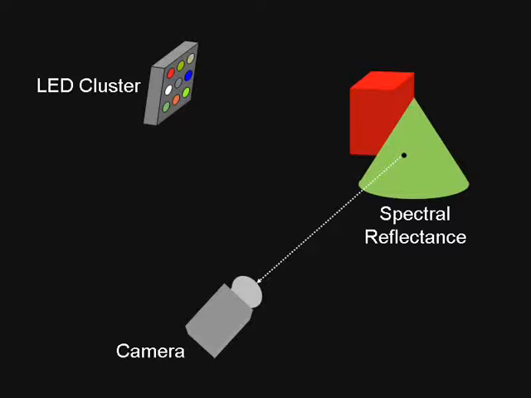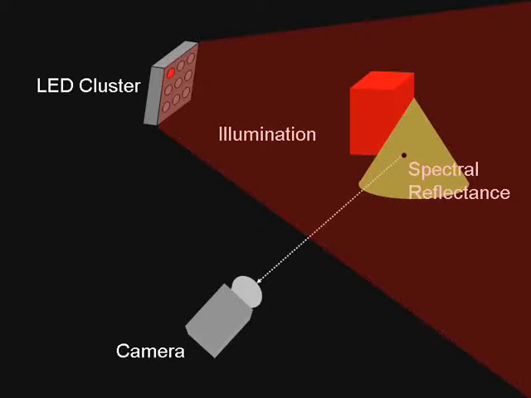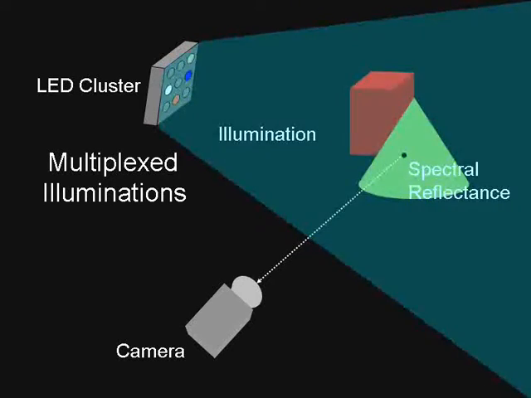Our approach is to illuminate the scene with a cluster of sources that have different spectra and capture images using a conventional color camera. Instead of sequentially lighting the scene with one source at a time, we use a small set of multiplexed illuminations, where each one is composed of a subset of the sources.